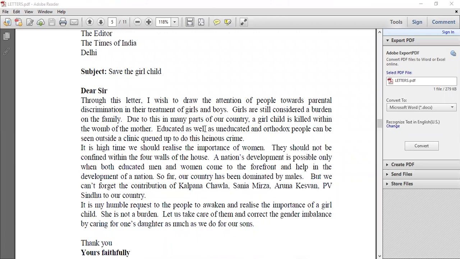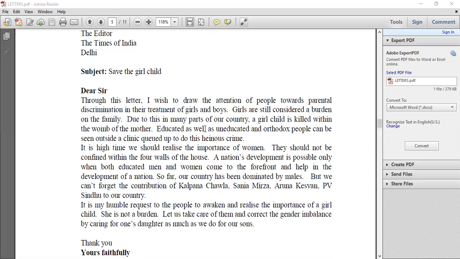Dear Sir, through this letter, I wish to draw the attention of people towards parental discrimination. You can also see the sentence pattern here. You can see parental discrimination in their treatment of girls and boys. It is, of course, happening nowadays in our society. Even in modern India, even in the modern world and era, parents are showing parental discrimination because of their love and affection. Here, parental discrimination may be related to immaturity or lack of knowledge. So, parental discrimination in their treatment of girls and boys.